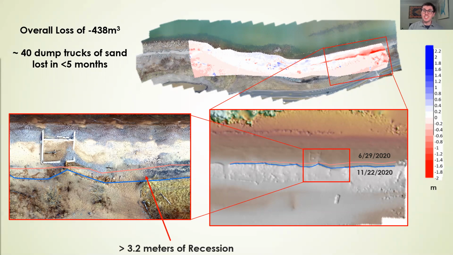On the bottom, I have digitized the erosion lines of each of these areas, and we can see that in some areas we have lost over 3 meters of shoreline in this short time period, which goes to show just how fast the changes are happening.